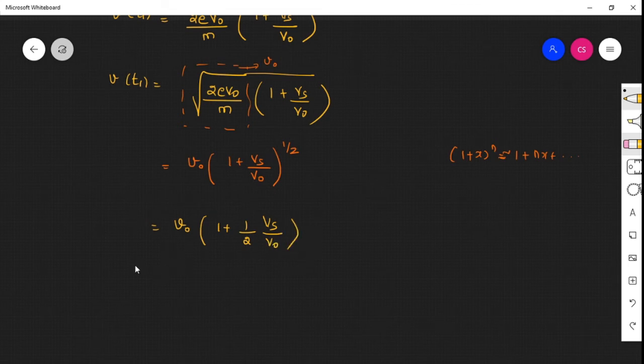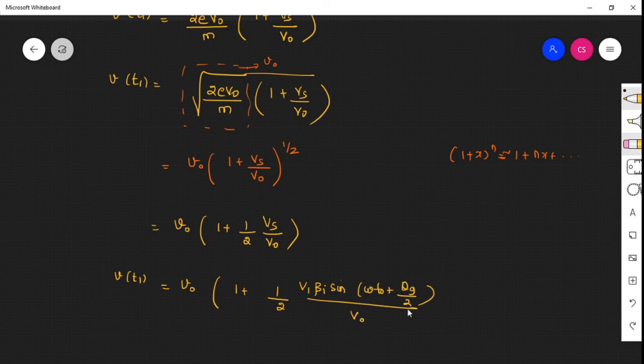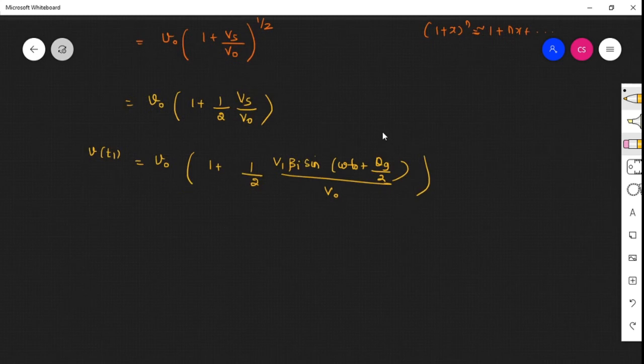And we already found Vs in the previous part. So I'm going to write it as v naught into 1 plus 1 by 2, Vs we found out to be V1 beta I sine of omega t naught plus theta g by 2, whole divided by V naught, right? So this can be written in a proper form. Therefore, the velocity of the electron after the gap is v naught into 1 plus beta I V1 divided by 2 V naught into sine of omega t naught plus theta g by 2.